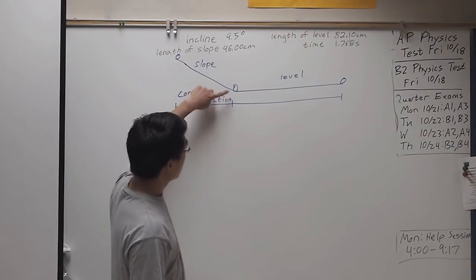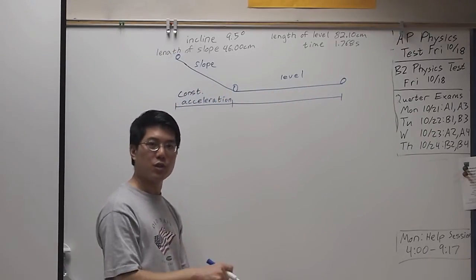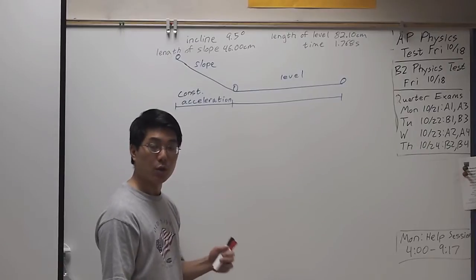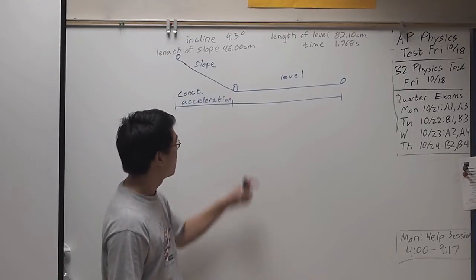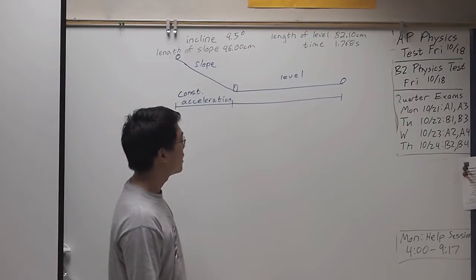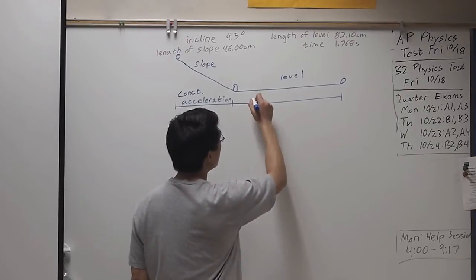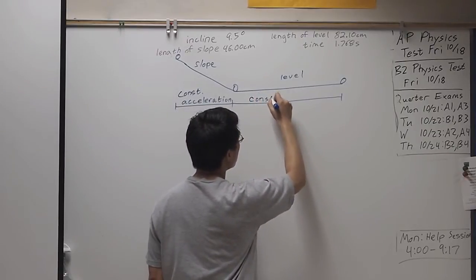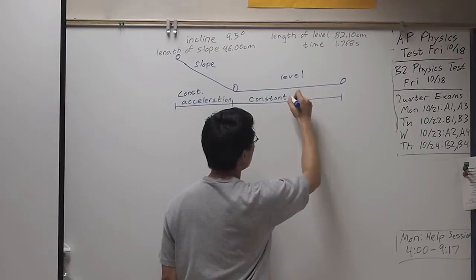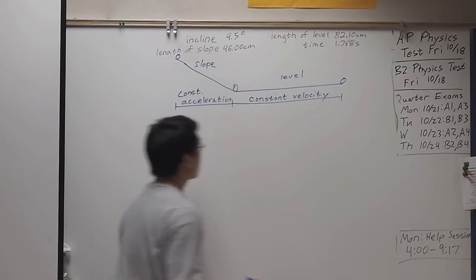Rolling across a level surface means that there's an equal amount of force upwards and downwards, equal and opposite forces, which means that there is no net force. No net force means that there is no acceleration. No acceleration means you have constant velocity.